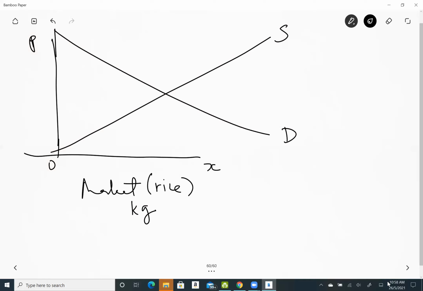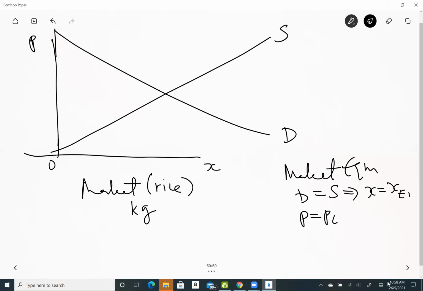So the interaction between demand and supply gives you the market equilibrium. Demand equals supply. Then what do we get? You get X equal to XE. Okay, that is our equilibrium quantity. And then you get P equal to PE, that is our equilibrium price or the market price. That will be our XE. That will be the PE.